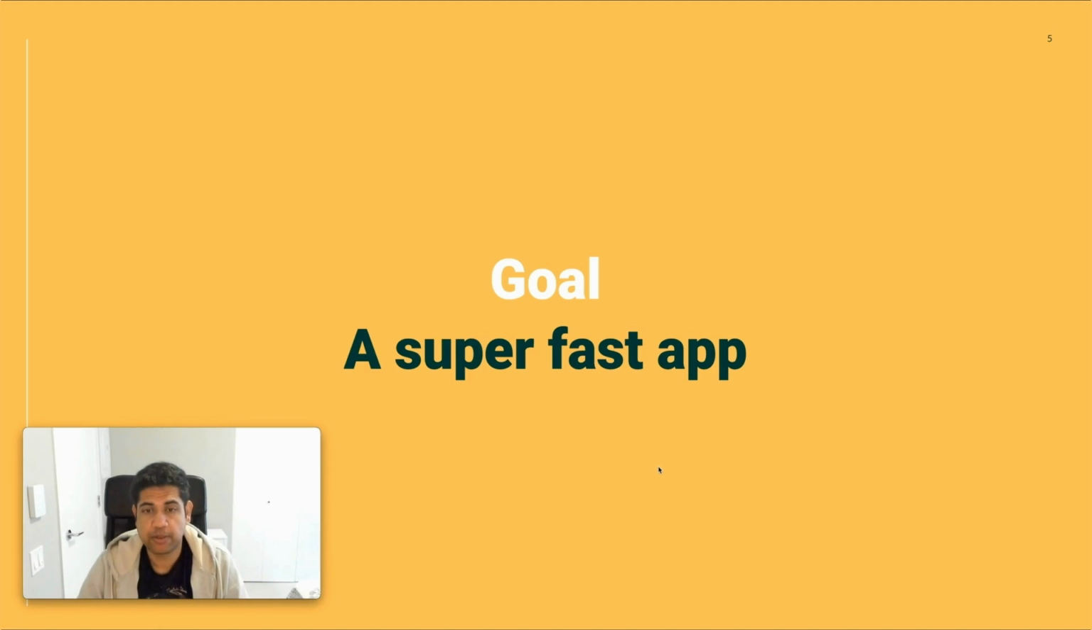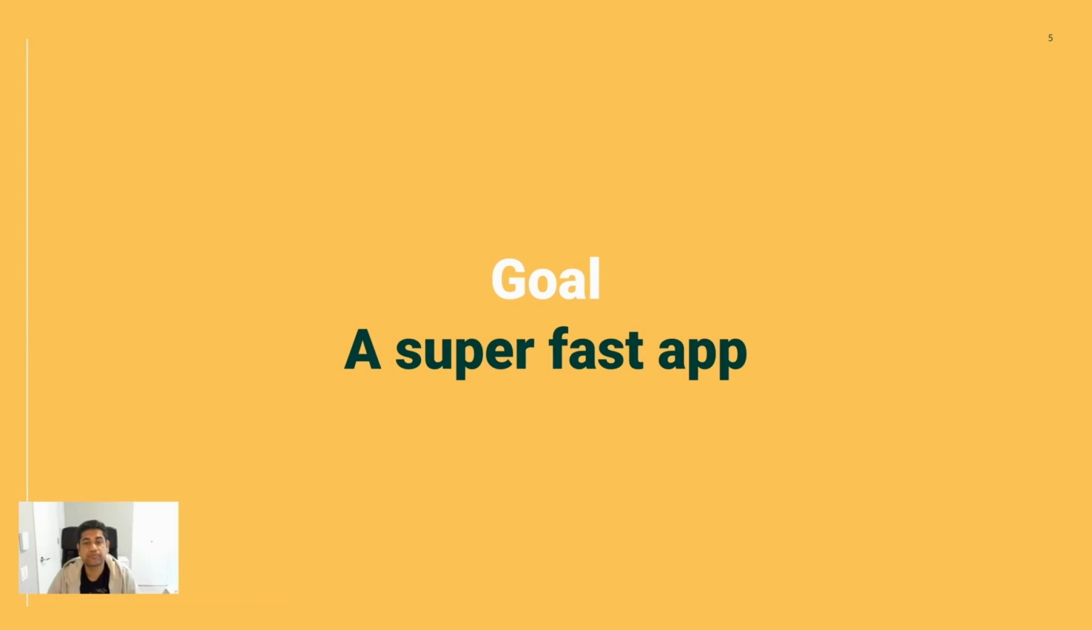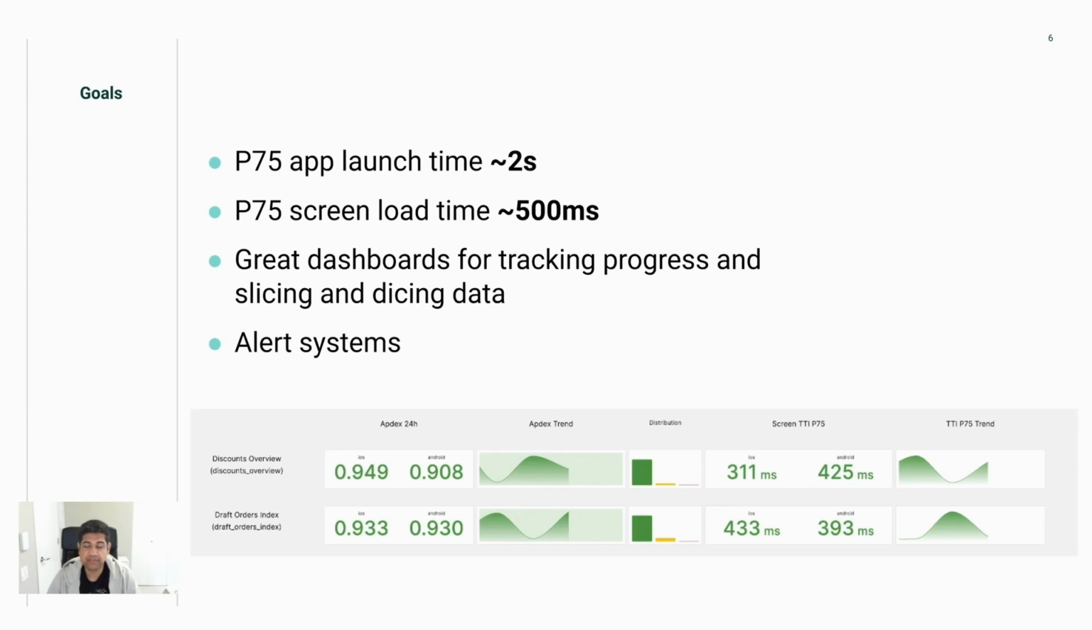So what was our goal? Our goal was to become a super fast app. We wanted our P75 app launch time to be around 2 seconds. And after the cold start, we wanted merchants to be able to move from one screen to the other screen in around 500 milliseconds. To simply put, we wanted app to feel as instantaneous as possible.